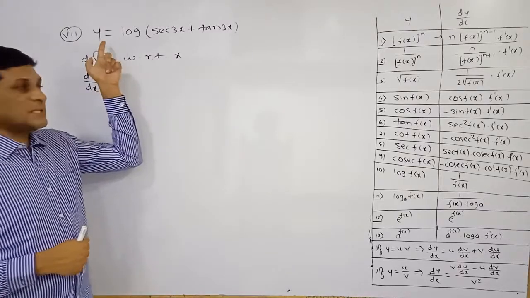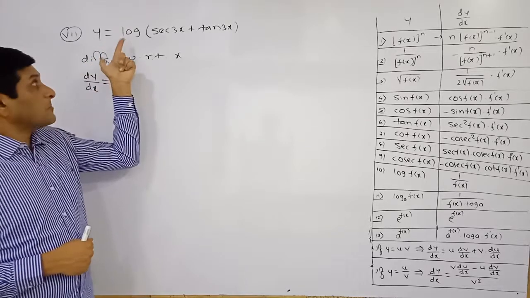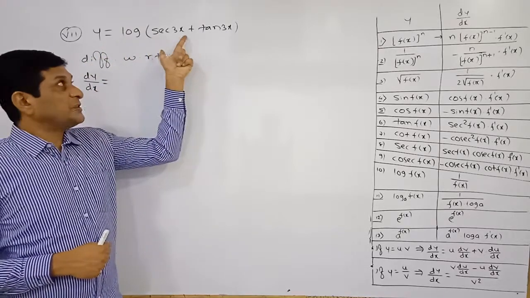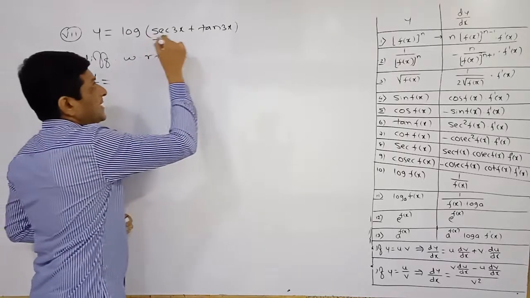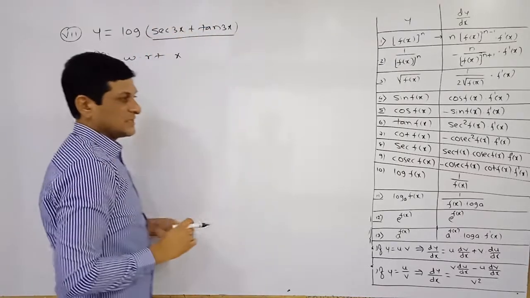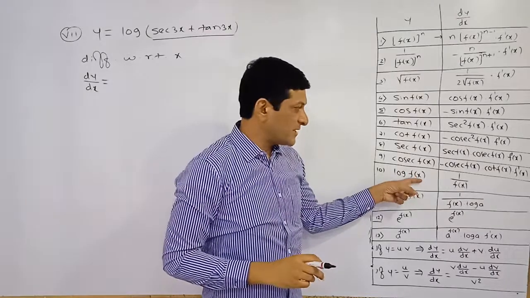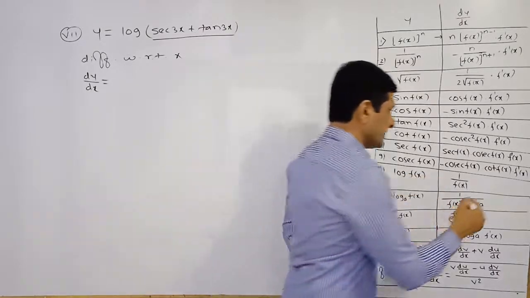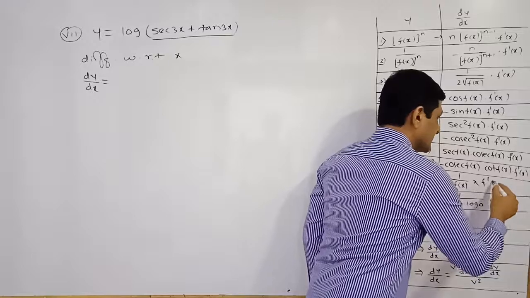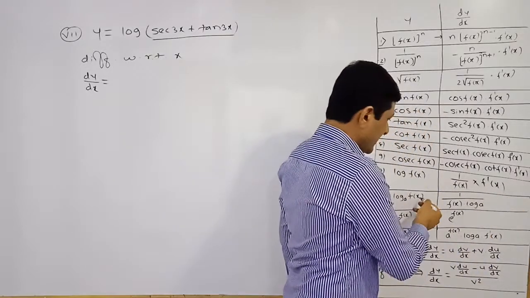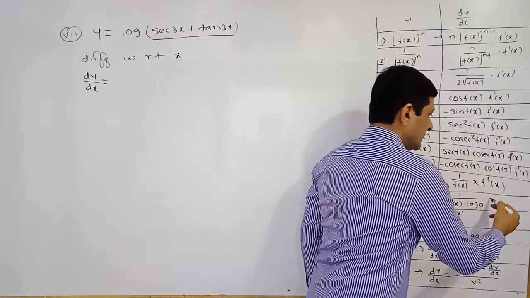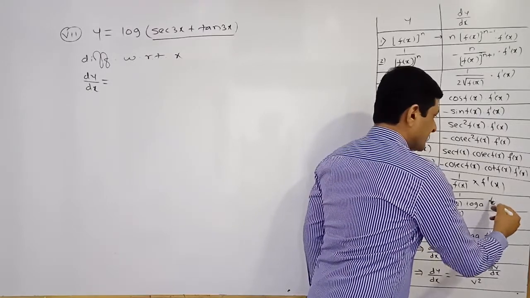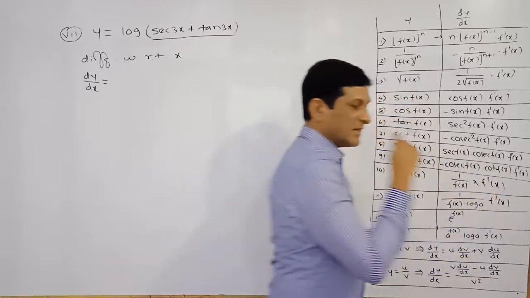So now in the 7th example, the given function is y is equal to log of sec 3x plus tan 3x. Means the given function is in the form of log f of x. This whole term is f of x. And what is the derivative of log f of x? The derivative of log f of x is 1 upon f of x into f dash of x. Also, the derivative of log f of x to the base a is 1 upon f of x into log a into f dash of x. So that will be the required differentiation.